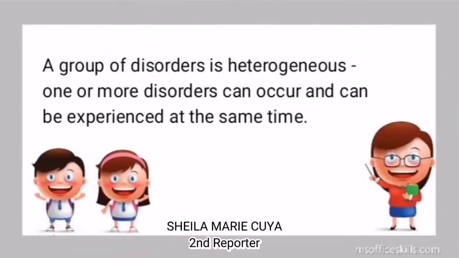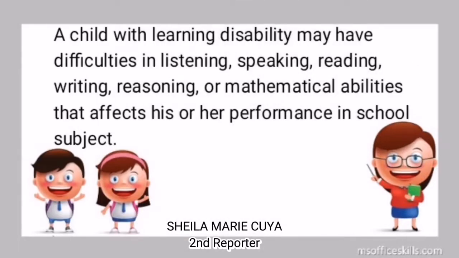A group of disorders is heterogeneous. Therefore, it is possible that one or more disorders can occur and can be experienced at the same time. But no two learning disabled persons are alike in mental and behavioral characteristics. A child with learning disability may have difficulties in listening, speaking, reading, writing, reasoning, or mathematical abilities that affects his or her performance in school subjects.